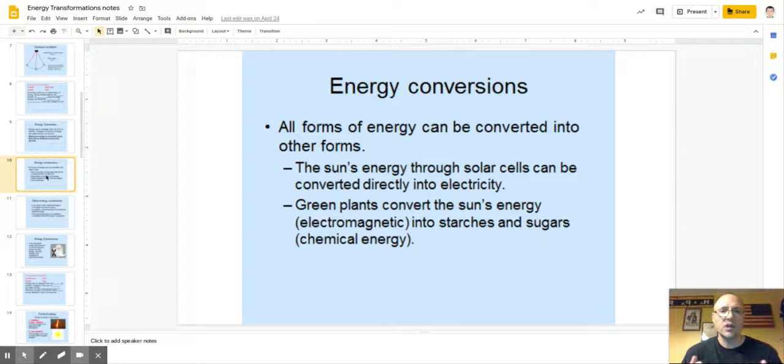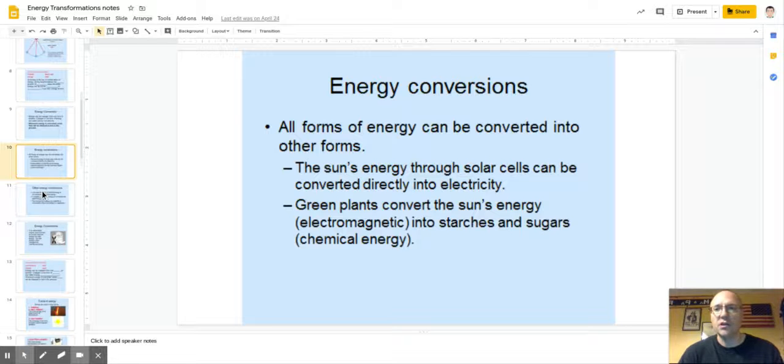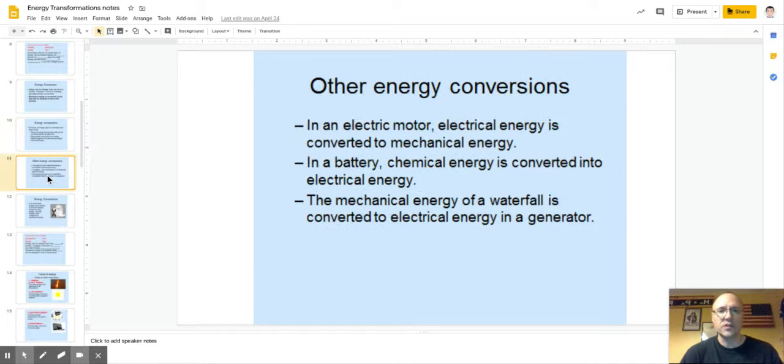So the sun is the primary source of energy for the earth. And solar energy from the sun is carried to the earth, and it can be directly converted into electricity through solar panels. But green plants also convert the sun's energy into starches or sugars, which is chemical energy. So we have the radiant energy from the sun, from the solar energy, from the light, that we can convert into electricity with solar panels, but we can also convert that into chemical energy through green plants doing photosynthesis.